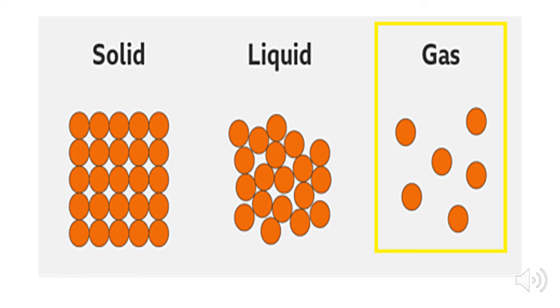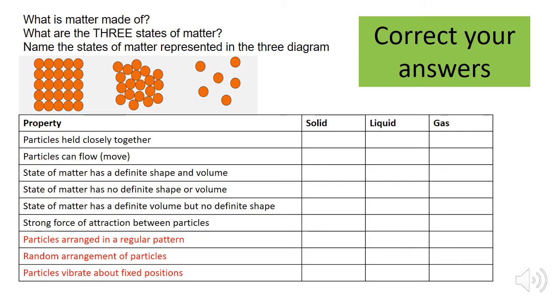So let's look back at the questions you were asked. As we go through this, can you please correct your answers? So, matter is made out of particles, and it is how these particles are arranged that determine the state of matter that the object is.